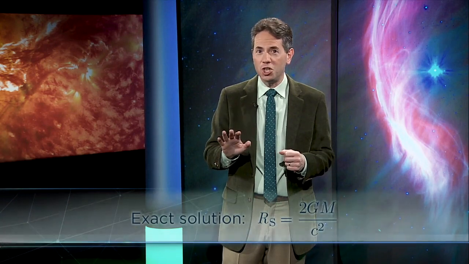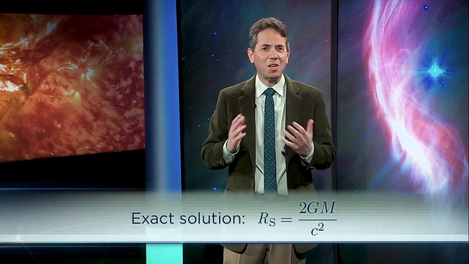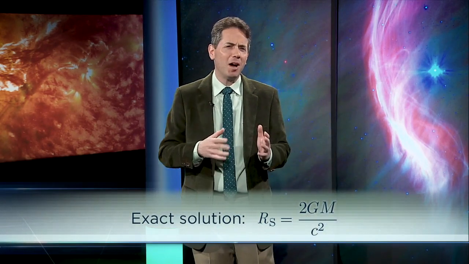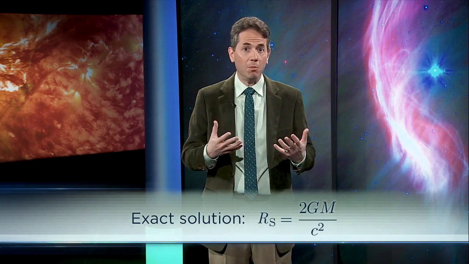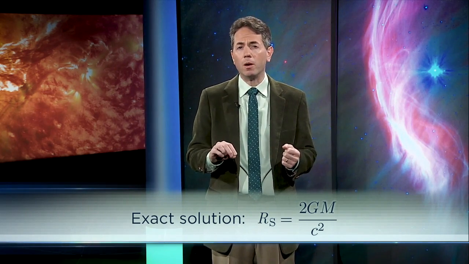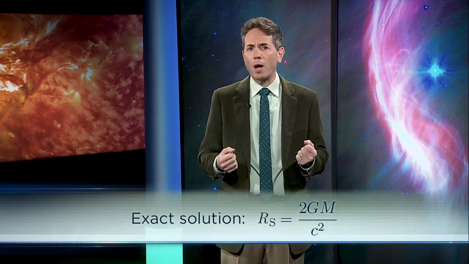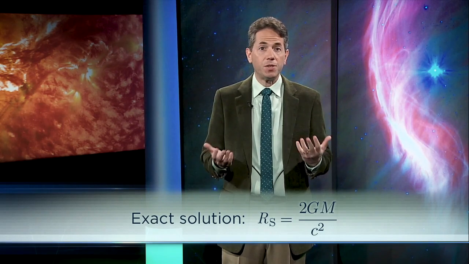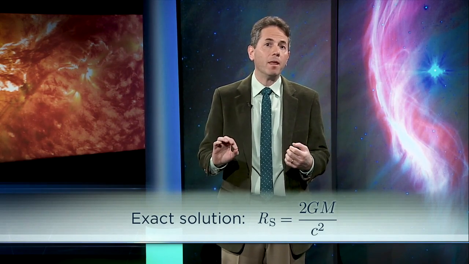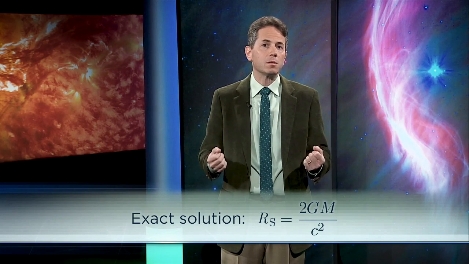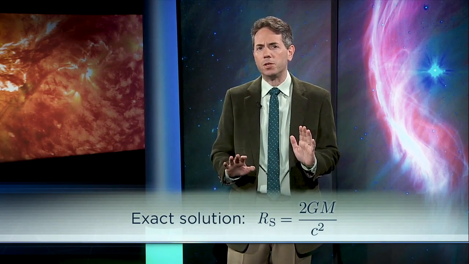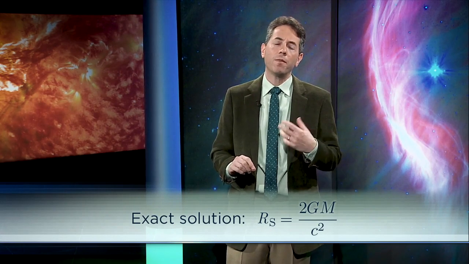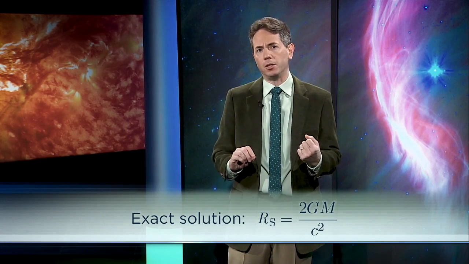The exact answer comes out to be 2GM over c squared. It's the same as our result, which is a mild coincidence. We might have expected the exact answer to be some number times GM over c squared, because the only relevant physical quantities are G, M, and c, and that's the only way to combine them to give something with a unit of distance. But it is a coincidence that the number multiplying GM over c squared is 2 in both the Newtonian and the relativistic calculations.